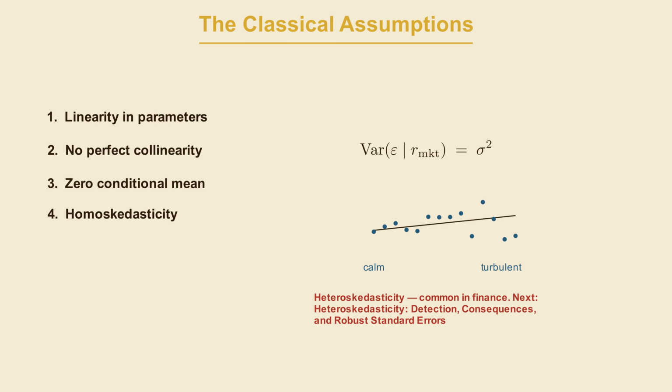When that happens, we call it heteroskedasticity, and it's extremely common in finance. The line itself can still be perfectly fine. It's our sense of how precise the slope is that ends up being thrown off.